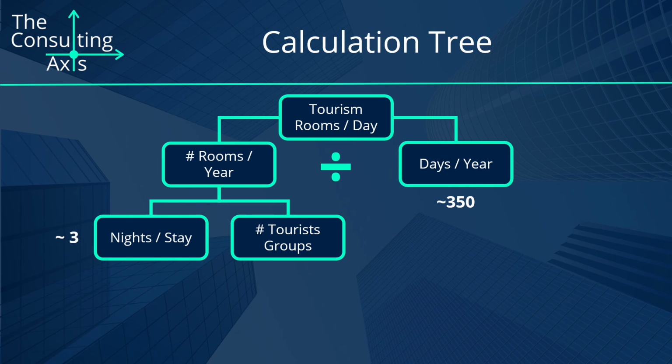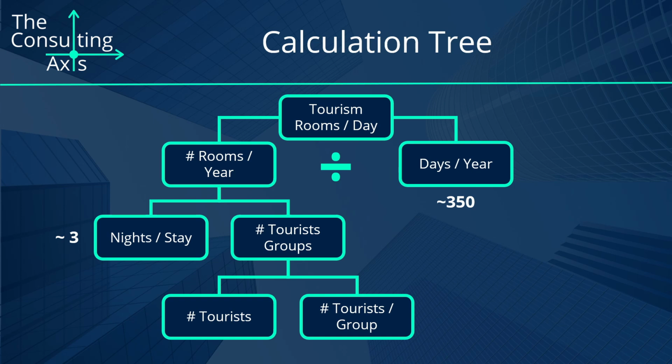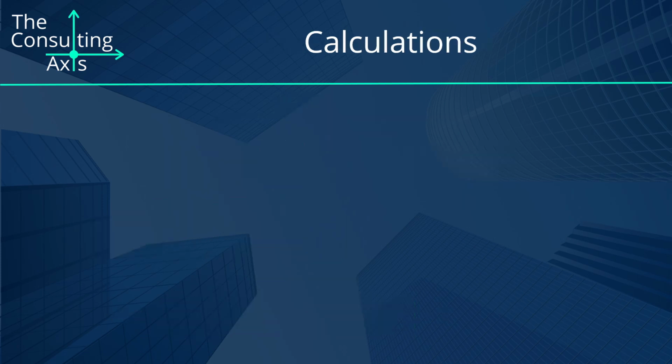Then the number of tourist groups that visit Paris every year can be broken down into the number of tourists that visit Paris every year, divided by the number of tourists per group. The number of tourists we were given by the interviewer to be around 50 million, and I'm going to assume that the number of tourists per group is 2, so it's normally couples. So now that we have our calculation tree and all the numbers, we can go to the calculations.